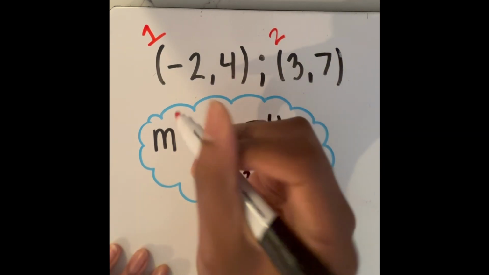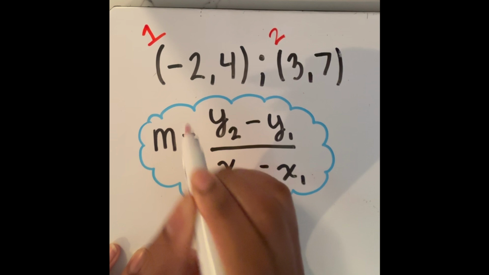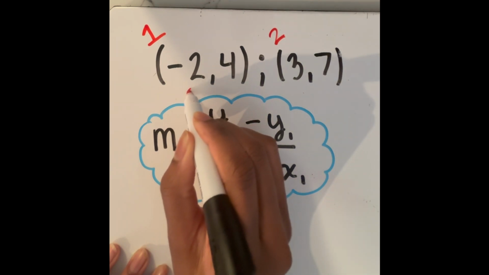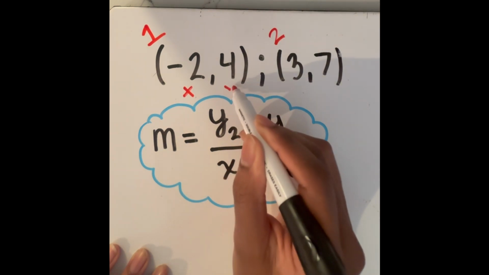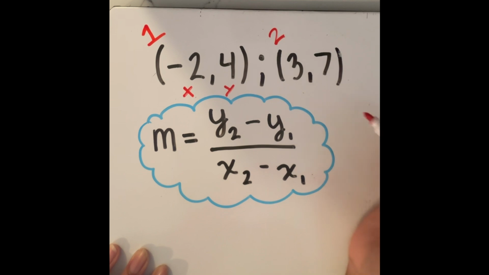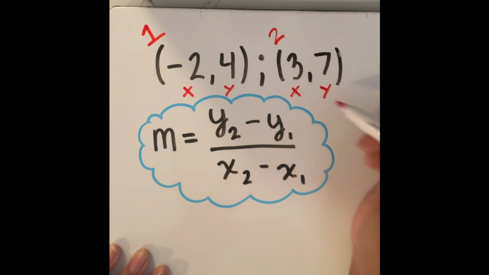So moving forward, we have in each coordinate point an x value and a y value. Our x value is always that first value in the coordinate point. So in this case, our -2 is our x, so I'm going to write in an x, and our 4 is our y. Same with this: our 3 is our x, and our 7 is our y.